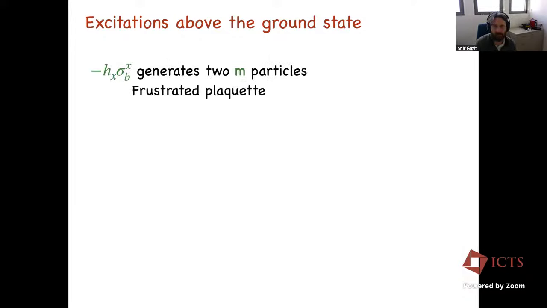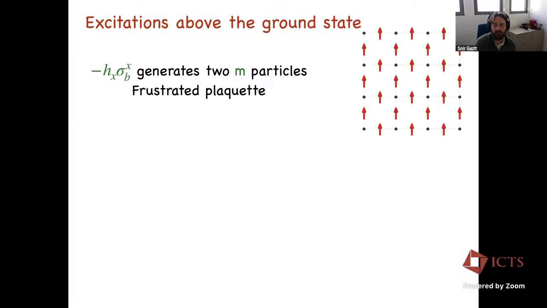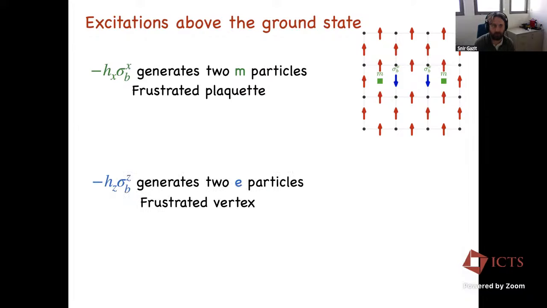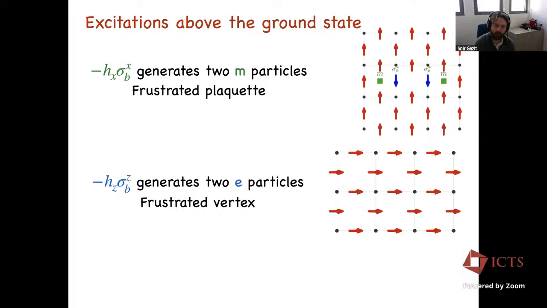The sigma x term flips one of the spins and would generate two flux terms, two m particles. And repeated application of sigma x would allow me to start moving them around. Importantly, one can remember their origin by a line of flipped spins that would connect them. In a similar dual manner, we can generate e particles by applying the sigma z operators, which in the x basis would again flip a spin, and we can start moving them around.